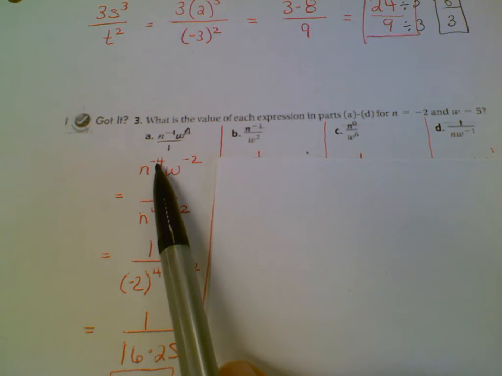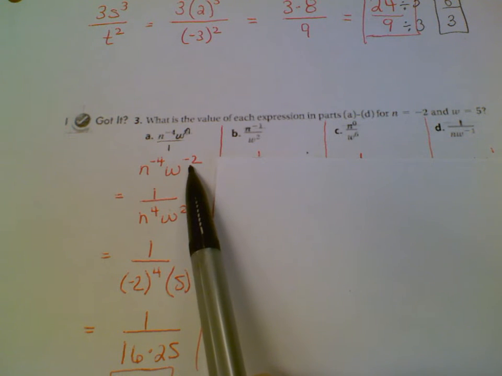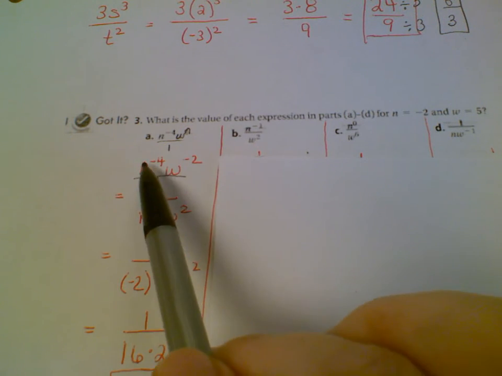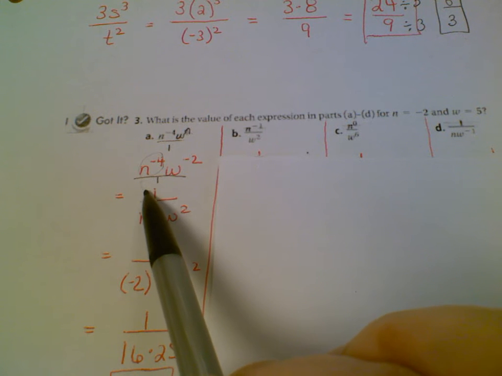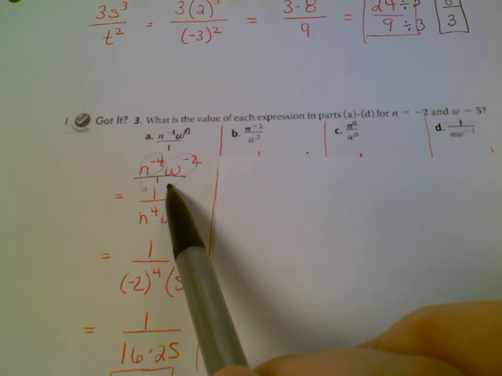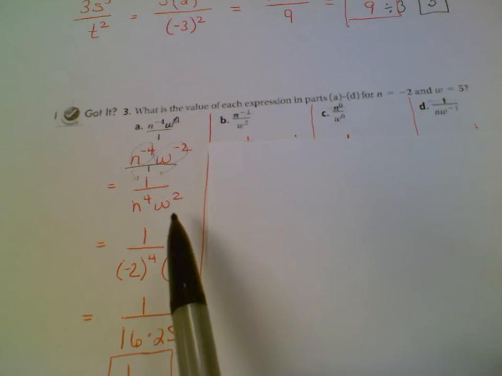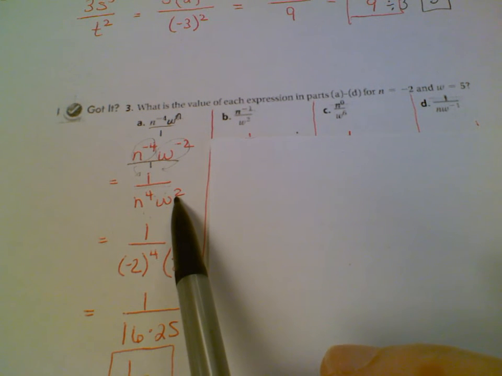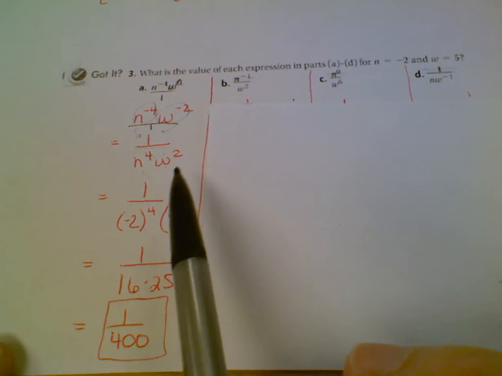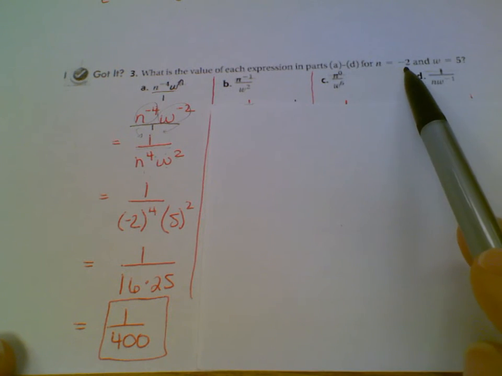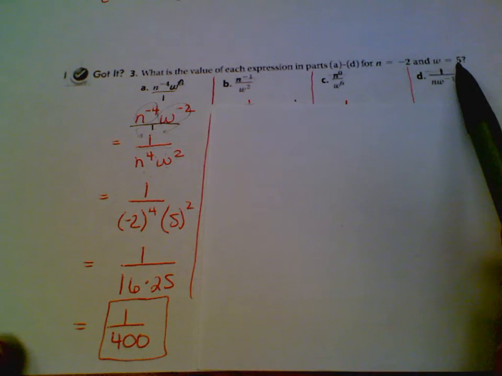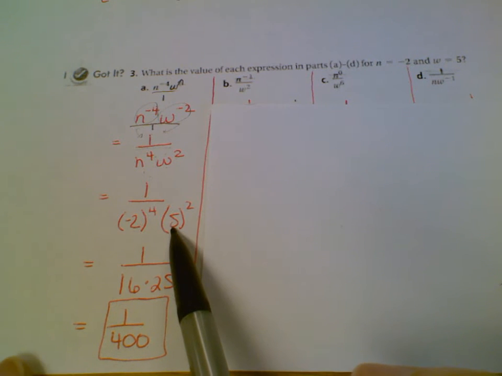So now I have n to the negative fourth and w to the negative second. Then I'm going to simplify it so that my exponents become positive. So that means n to the fourth has to move to the bottom, and also w squared has to move to the bottom. So now I have 1 over n to the fourth and w to the second. Then is where I'm going to substitute in. It tells me up at the top that n is negative 2, so I would put negative 2 in the n spot, and 5 is w, so I'm going to substitute that in as well.